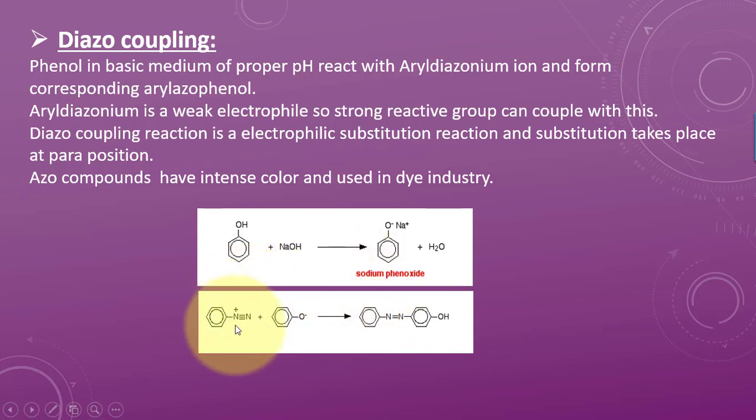This reaction is quite important because azo compounds are mostly used in the dye industry because they produce intense color of yellow, orange, green, red, etc. And half of the dyes in the dye industries are being produced from the azo derivatives.